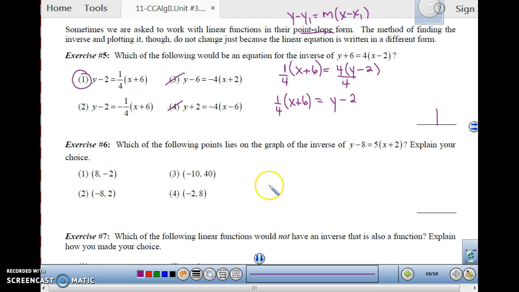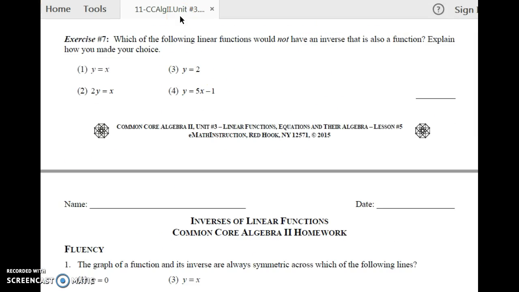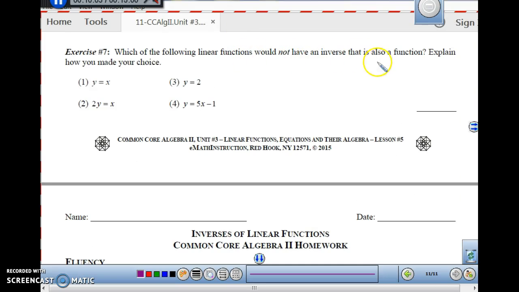Okay, so now that we know about inverses, see if using the point-slope form you can figure out which one of these points lies on the graph of the inverse. So we'll talk about that in class the next day. And we will also talk about which of the following linear functions would not have an inverse that is also a function, and explain how you made your choice. Okay, so we will talk about this one in class. Think about how you would know that the inverse is also a function.